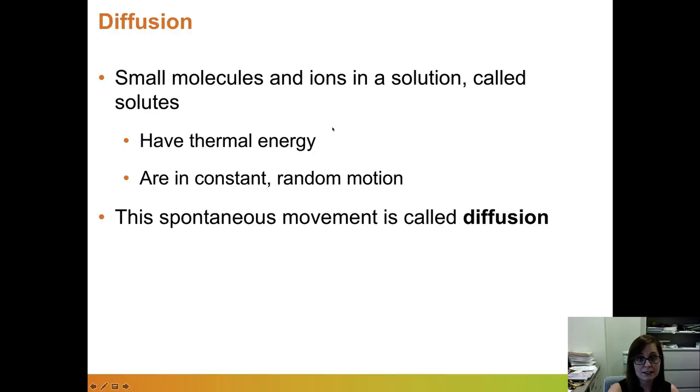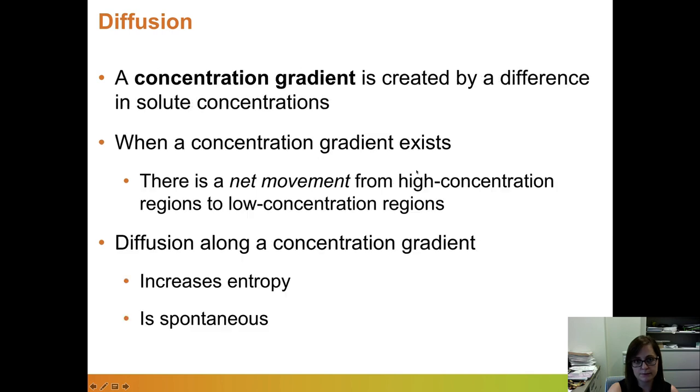So first, let's define what a solute is. Small molecules and ions in a solution are called solutes, and they have thermal energy and they're in constant motion. The spontaneous movement of these solutes is called diffusion. A concentration gradient is created by a difference in solute concentrations. And when a concentration gradient exists, there's a net movement from a region of high concentration to a region of low concentration. Okay, so let's talk about this in a little more detail.